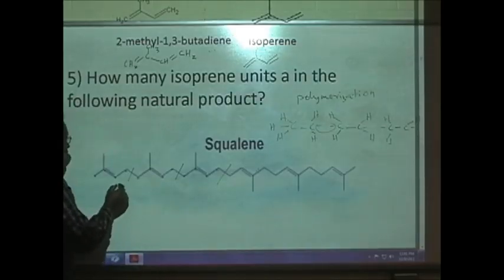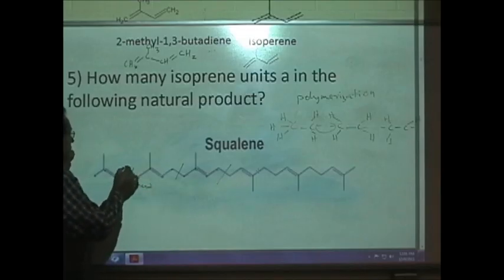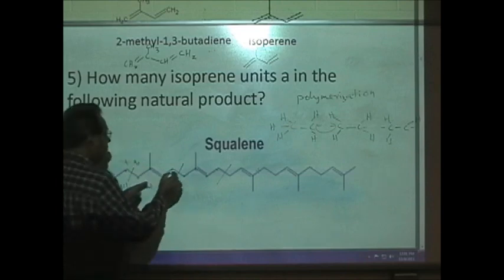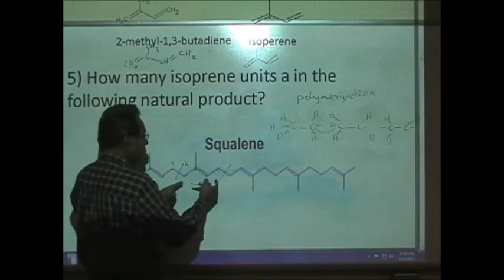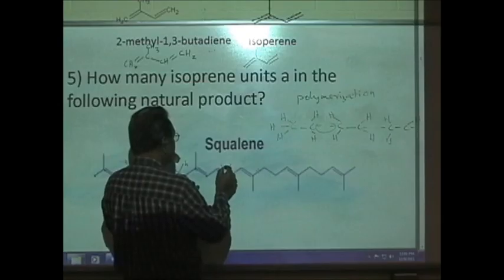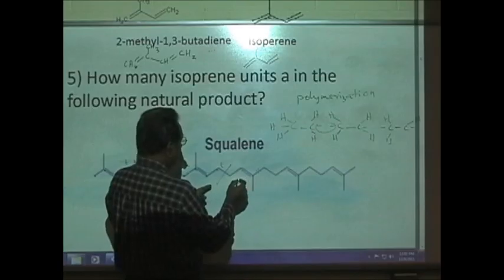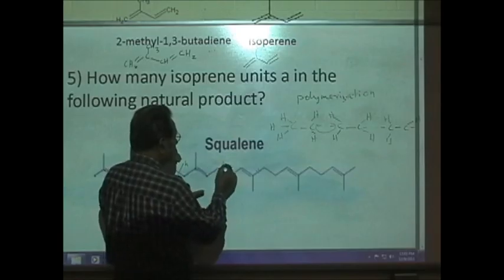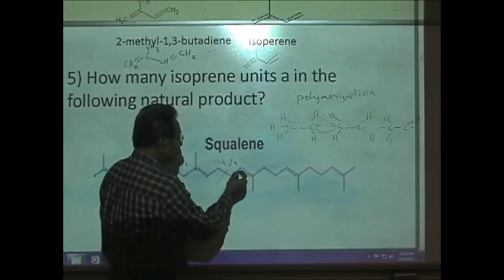Okay. This is tail. It's head. You see that? I'm going to write here head and tail. No. Tail and head. Here, tail and tails. This is a head. But this one is tail with the head. No. Tail and tail. You know what I'm talking about? Tail and tail. This is the isoprene unit here.